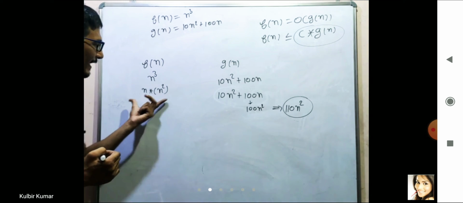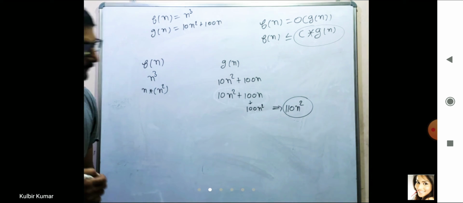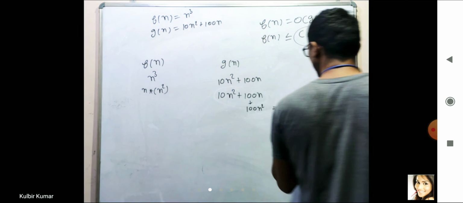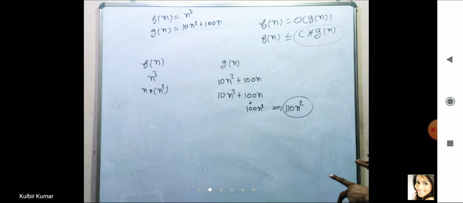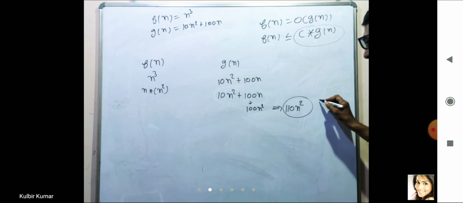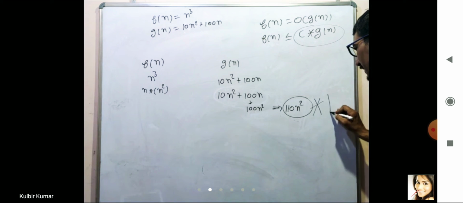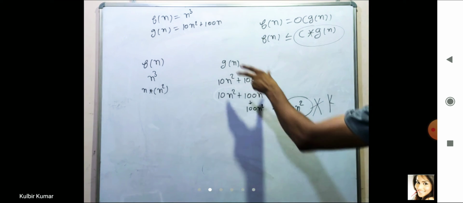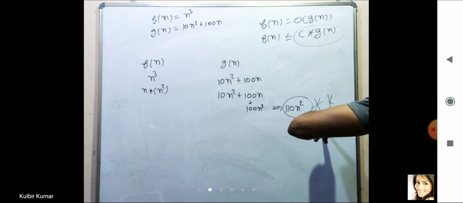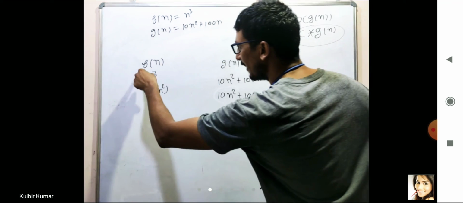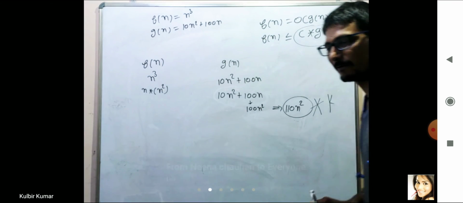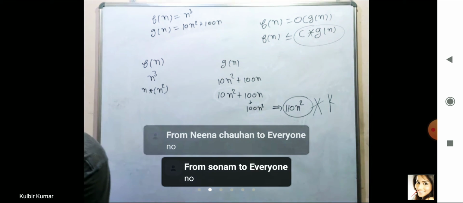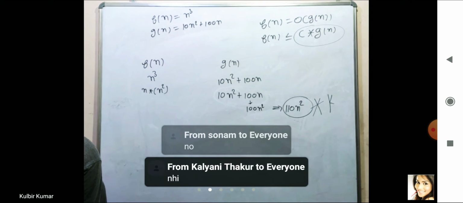But here what is there, n into n square. So what do you think? 110 into n square, multiply it by any constant k. Let us take, I am just going to multiply it with any constant k. So what do you think? Will function g of n after multiplying with k always be able to dominate f of n? It will not always dominate.